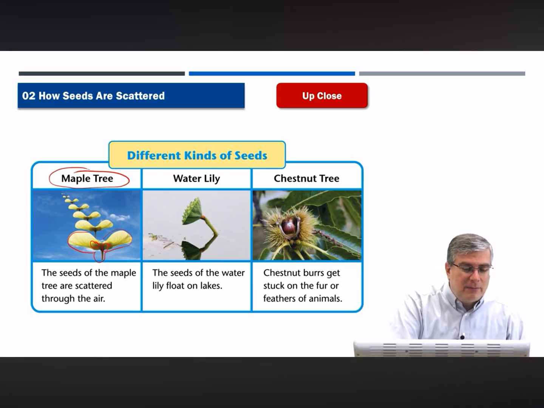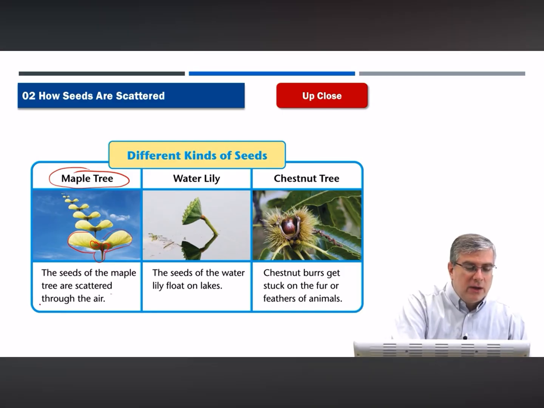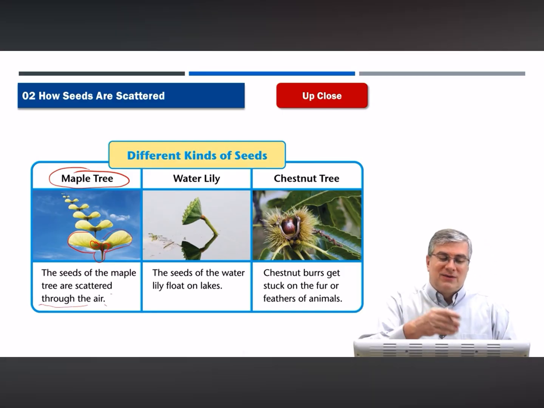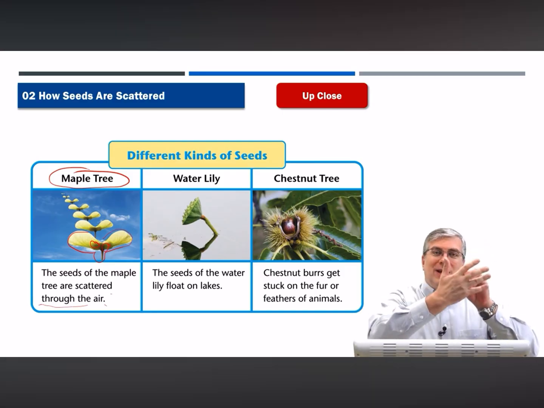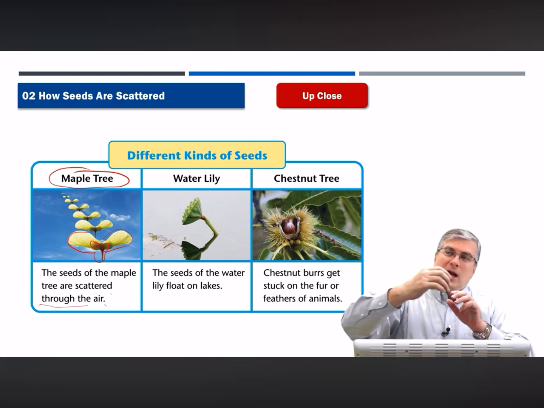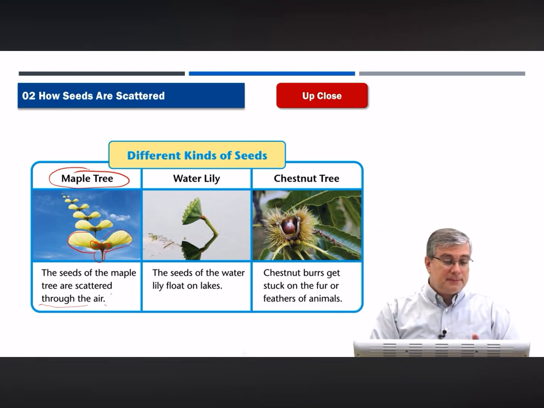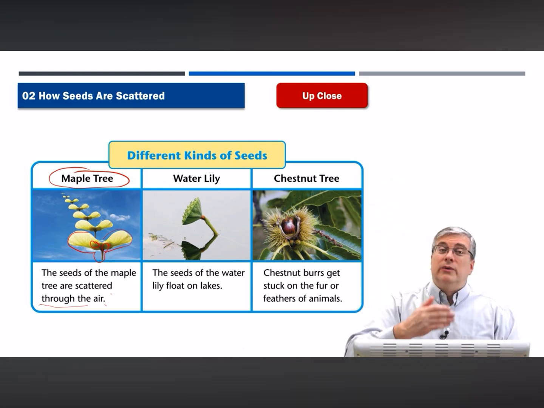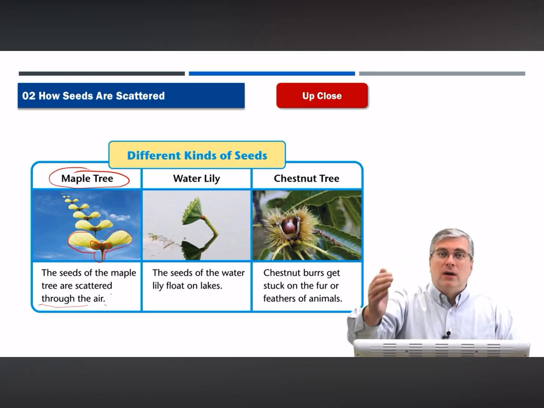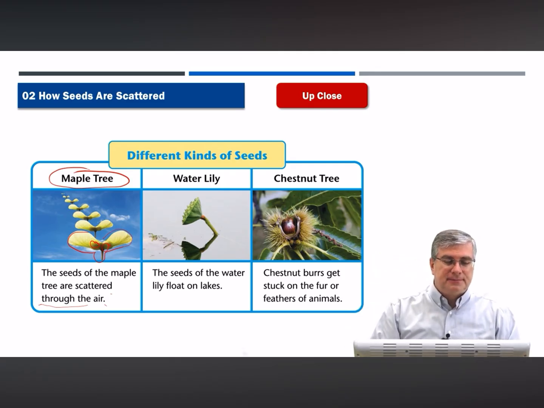And the seeds of the maple tree are scattered through the air because with that shape, the wind can easily pick them up and carry them very far away. And that's how the maple tree will spread or scatter its seeds.